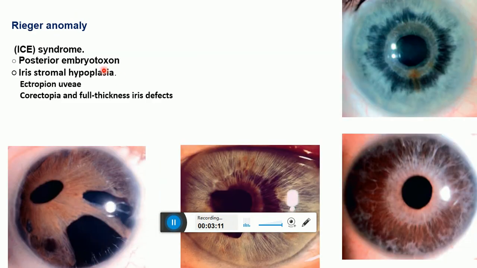Rieger anomaly often manifests with an anterior segment appearance similar to that of iridocorneal endothelial syndrome, which we have already discussed. So there is posterior embryotoxin, iris stromal hypoplasia, ectropion uveae and corectopia, and full thickness iris defects. This picture shows mild iris stromal hypoplasia. This picture shows severe iris stromal hypoplasia. There is a full thickness iris hole here, you can see, with corectopia.